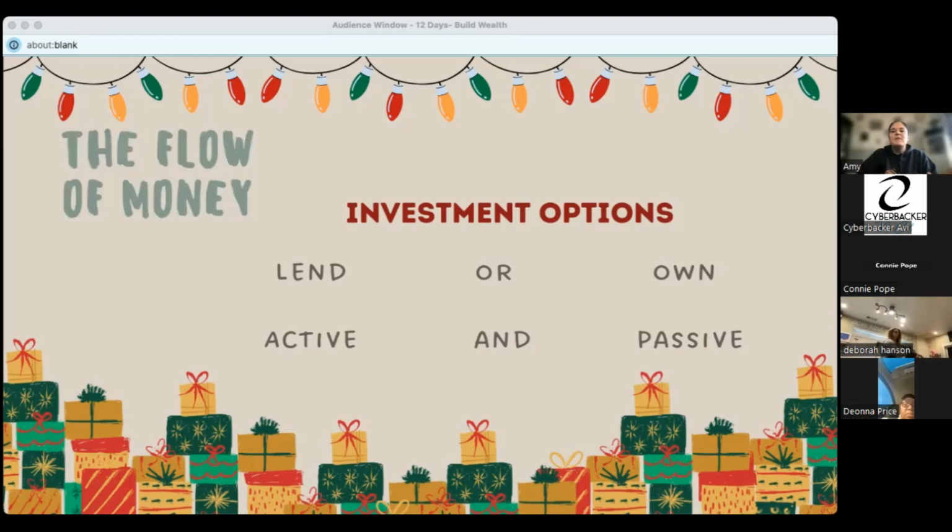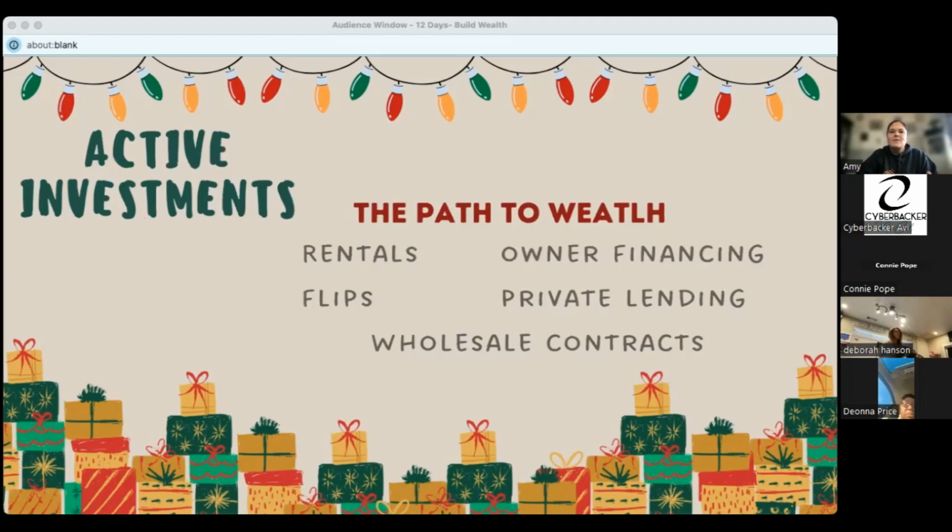All right, when we focus on creating wealth, we want to remain in the active side of investments, or those that we remain in control of. It's just a faster route. Inside of real estate, there are a few ways that we can remain in control and create wealth and passive income. We can purchase rentals. We can owner finance sales. We can offer private lending. We can flip properties, and we can hold and sell wholesale contracts.